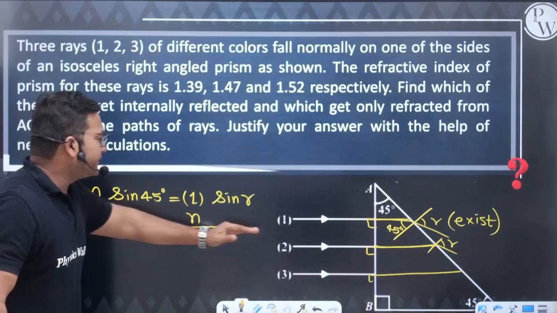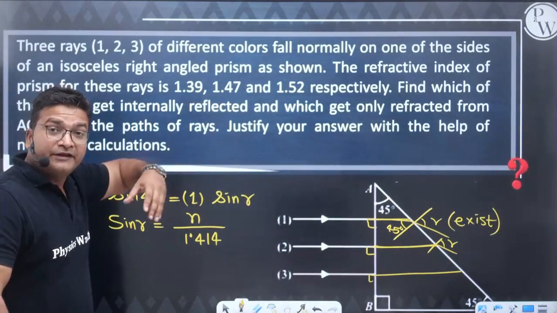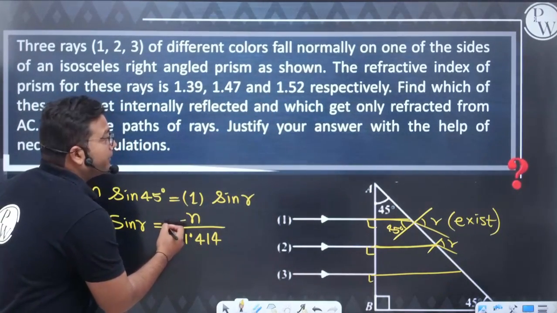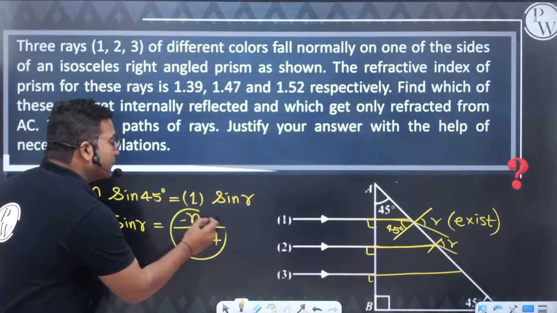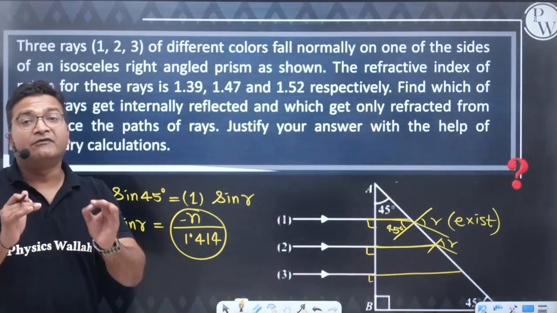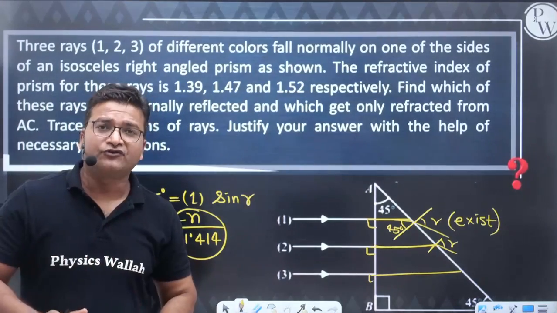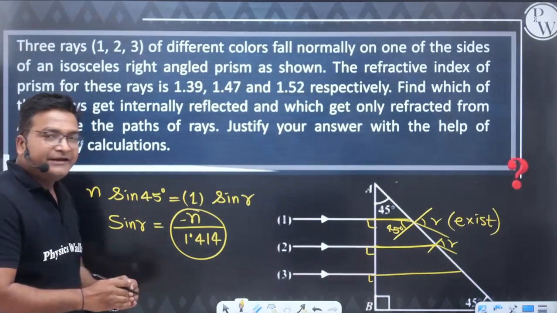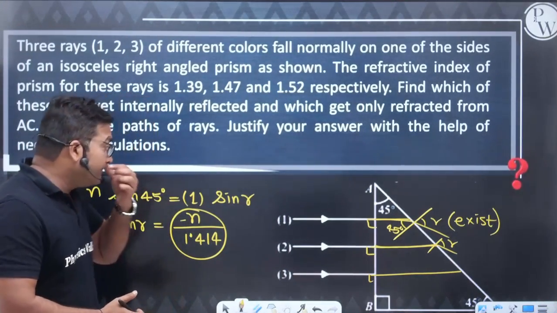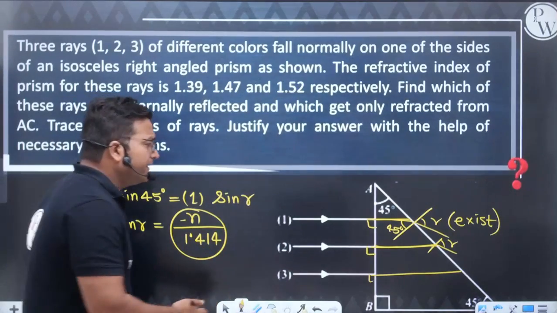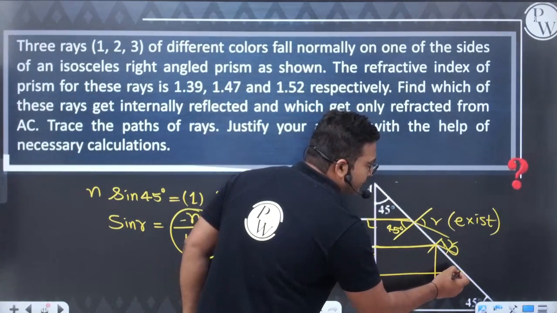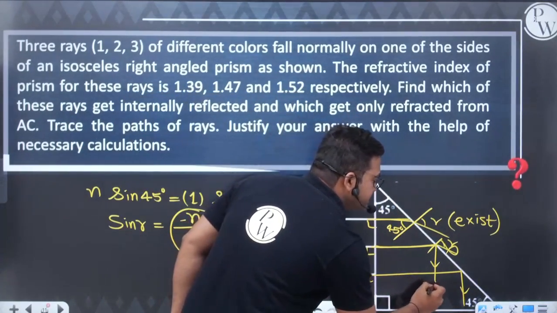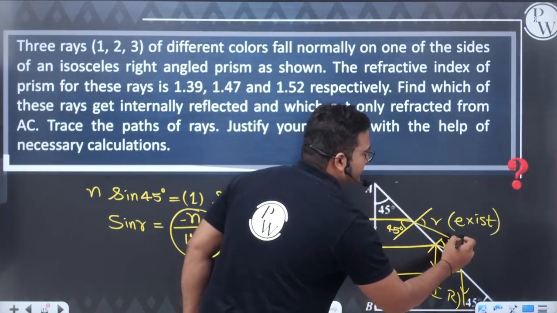Okay. If we take the second and third ray and put their corresponding refractive indices, 1.47, 1.52, you get a value more than 1, and you know the value of sine r more than 1 is not possible. Sine r is always less than 1. Okay. So it is impossible. Snell's law is simply not valid for the second and third ray, so they will not be refracted. And if they are not refracted, they will be totally internally reflected like this. So the second and third ray will suffer TIR and the first ray suffers refraction.